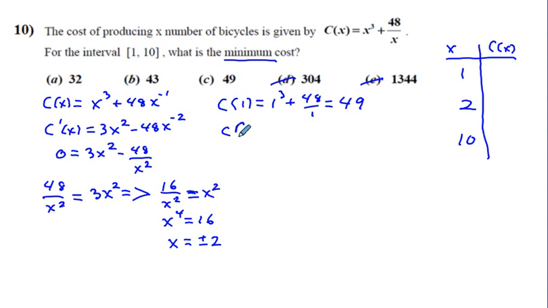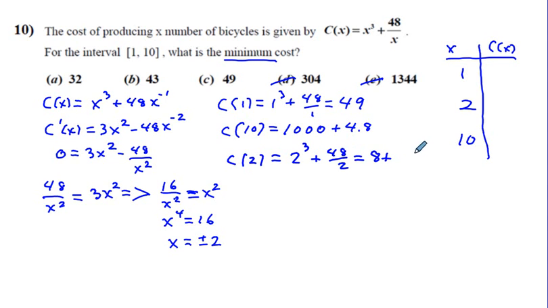Now let's try C of 10, our other endpoint. For this we get 10 cubed, or 1,000, plus, let's see, we would get 48 divided by 10, or it would be 4.8. And so that's not going to be it either. That's going to be a really huge number. So now we're going to have to try C of 2. That's going to be equal to 2 cubed plus 48 over 2, which equals 8 plus 24, which equals 32. So 32 is our correct minimum cost. Answer choice A.